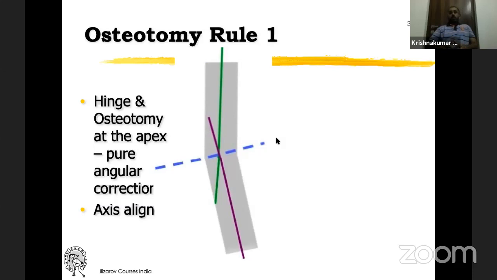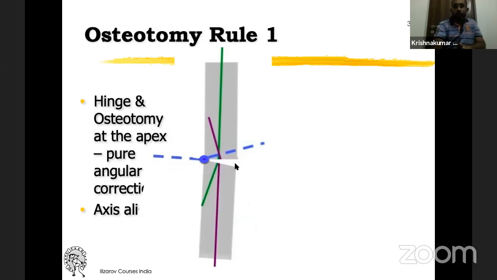There are certain rules that have to be followed when you are doing an osteotomy. Osteotomy rule 1: you have a transverse bisector line here. A CORA is there at the transverse bisector line. You place your hinge at the level of the CORA. You correct it. What you're getting is a pure angular correction and the axis is well aligned. So osteotomy rule 1 says you need a CORA, you place the hinge at the CORA and do a closing wedge or opening wedge, whatever you want, and the axis is aligned. It's a pure angular correction.